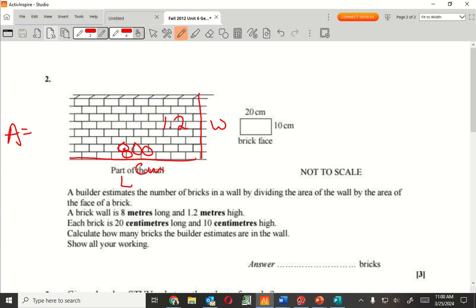And then what about that 1.2? So 1.2 times 100, right? So it's going to be, wow, why does it keep doing that? It hates me. Anyway. It looks better like that.